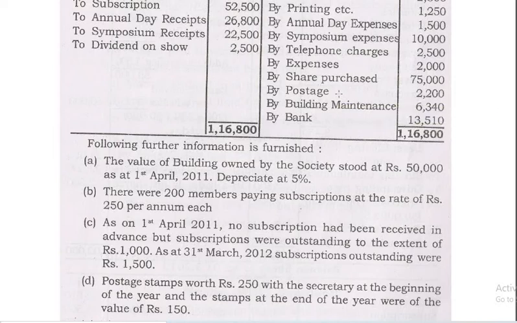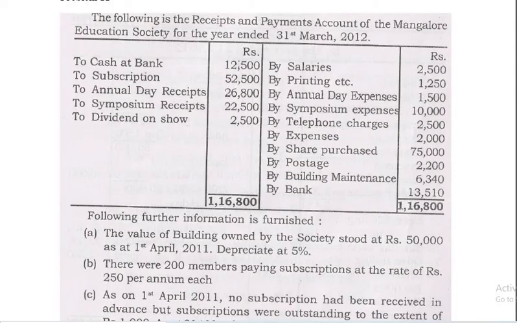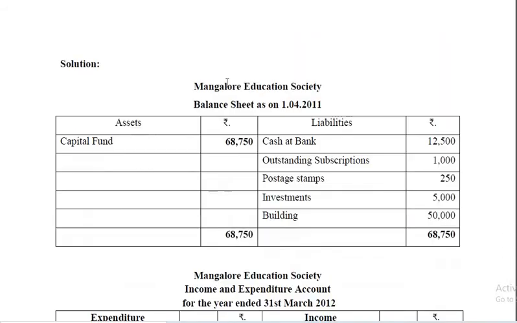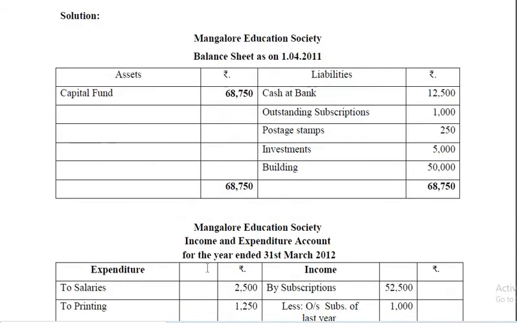In the balance sheet, opening balance of stamps. In the closing balance sheet, closing balance of stamps. Building maintenance. Maintenance expenses are always revenue expenditure, so it should be debited to income and expenditure account. Bank balance, this will come to the closing balance sheet. Opening bank balance, this will come to the opening balance sheet. So I have explained everything. Now let us see the preparation of opening balance sheet, income and expenditure account, etc.